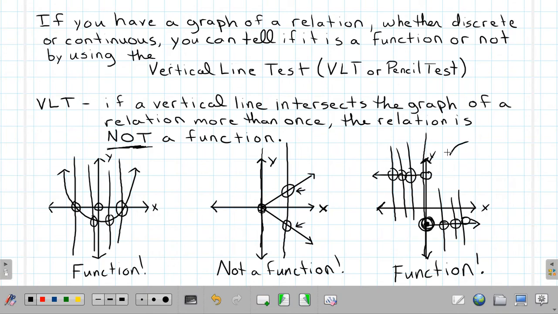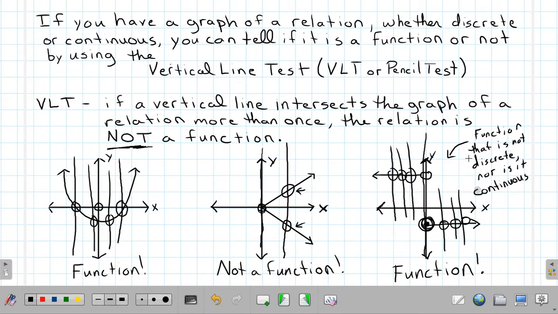But the reason I wanted to show you this is an example of a function that is not discrete, nor is it continuous. Okay, so what do I mean by that? Well, can you count the number of points on this graph? Well, no. Okay, so it's not discrete.